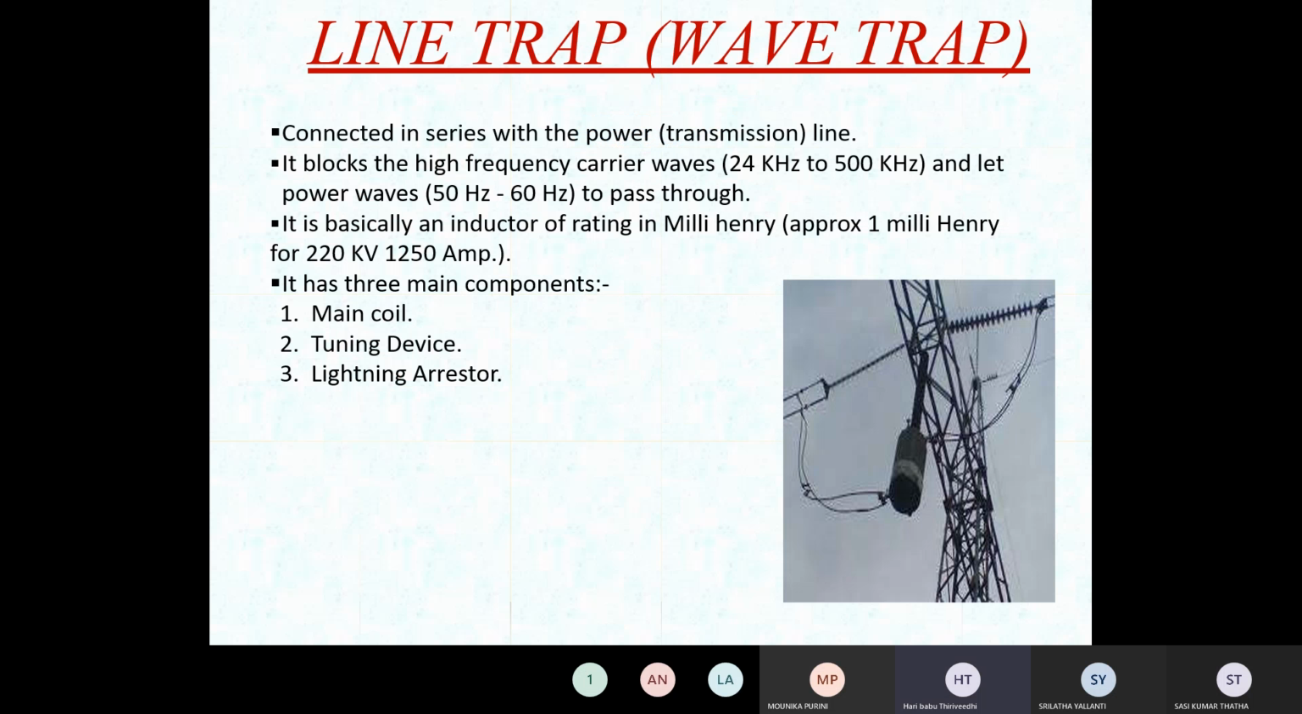This is the line trap, or wave trap. The line trap or wave trap is connected in series with the transmission line. So what is the main work of the line trap? How does it trap the voltage or the current? It blocks the high frequency carrier waves and power waves. It is basically an inductor of rating millihenry. It has three main components: main coil, tuning device and lighting arrestor.